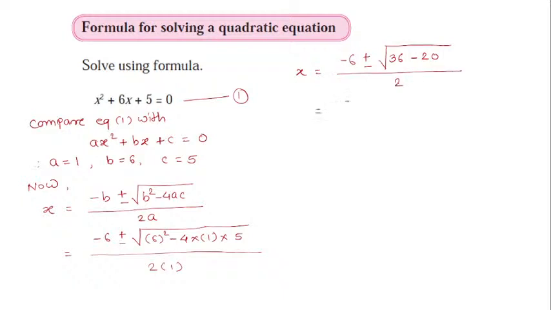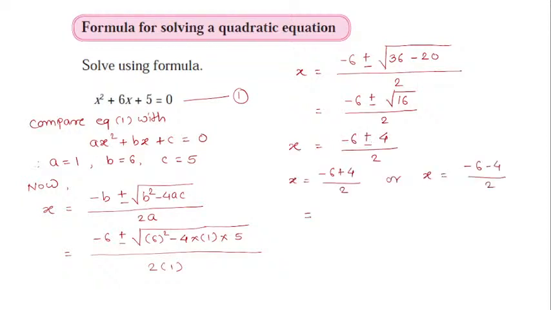So that is equal to minus 6 plus or minus under root 36 minus 20, that's 16 divided by 2. That is equal to minus 6 plus or minus square root of 16 is 4.